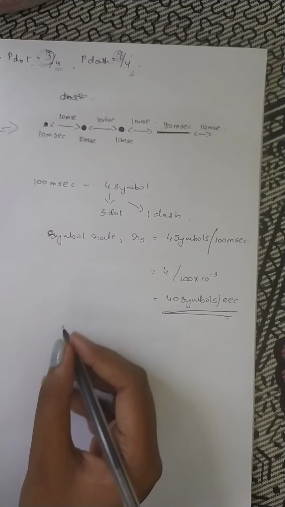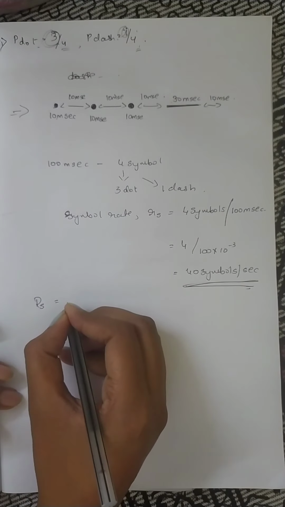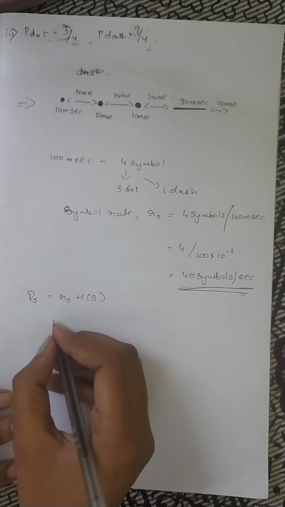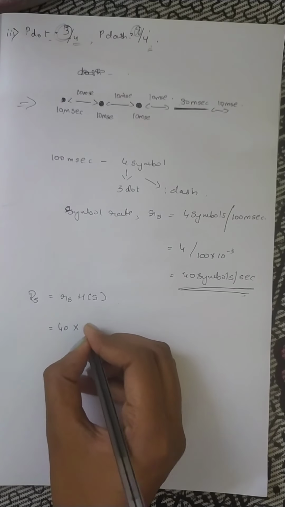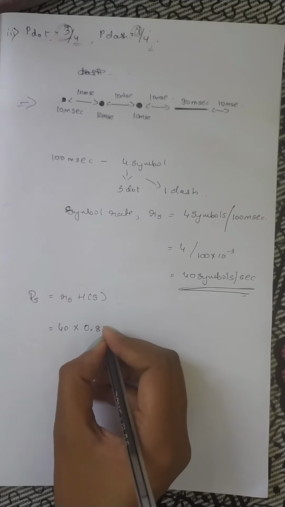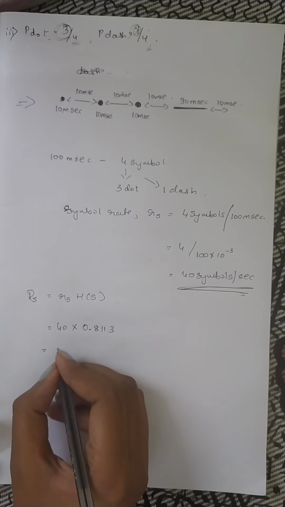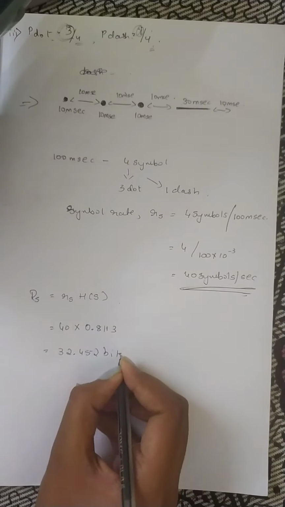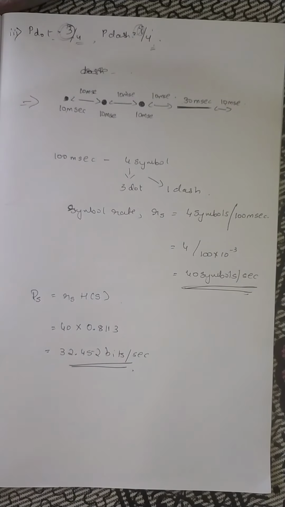Okay, now in the third question they have asked for the information rate. So you have the equation capital RS is equal to small letter rs into entropy. So rs you have got the value as 40, into H of S, which in the previous one you got as 0.8113 bits per message symbol. So put this value in the calculator, you will get 32.452 bits per second. Okay, that's the answer for the third one.